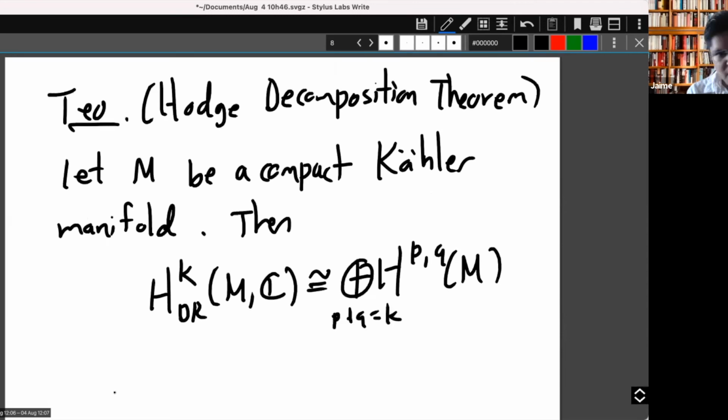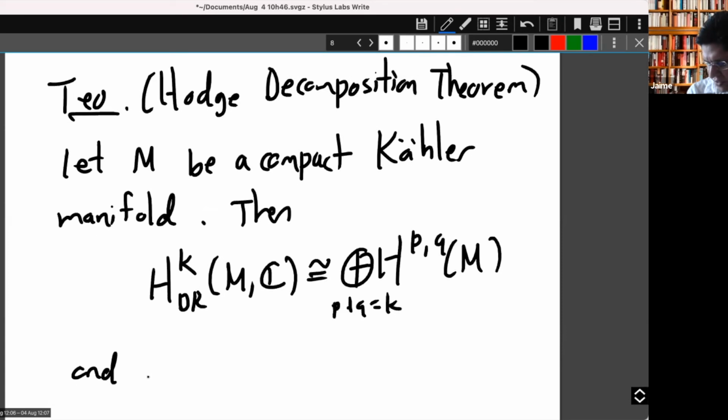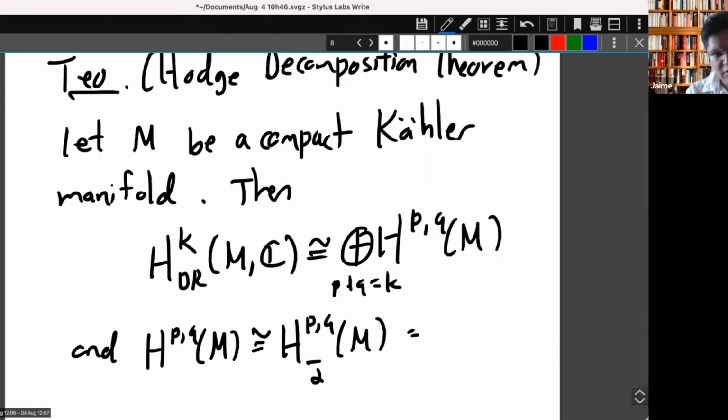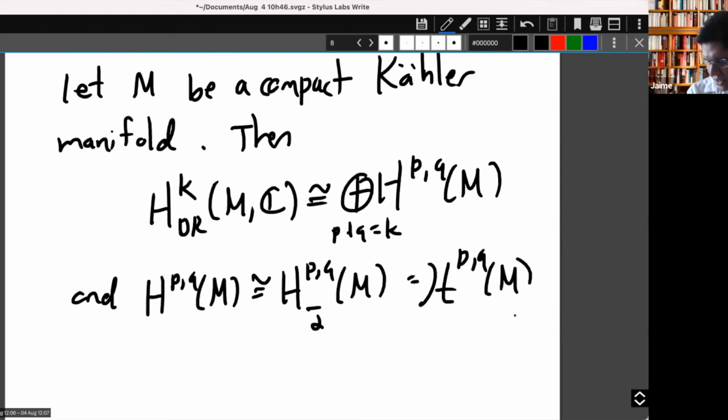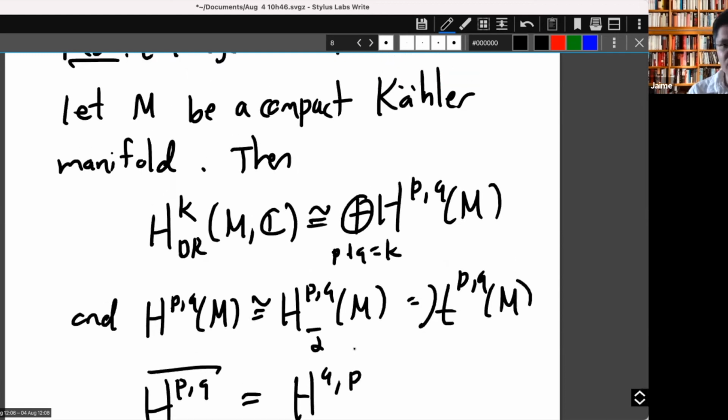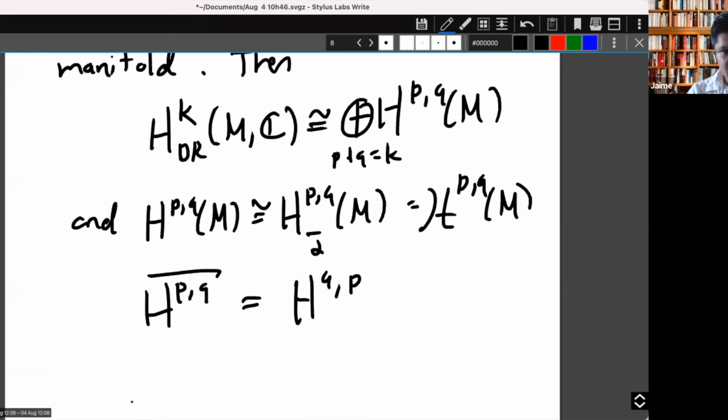Where these spaces are such that, who are they? They are isomorphic to H^{p,q}_{\bar\partial}(M), which, as we know, are the space of harmonic forms with complex coefficients. And what else? What is important in the Hodge decomposition is that when you take the conjugate, you get H^{q,p}, right? This is the famous Hodge decomposition theorem. So, what else?